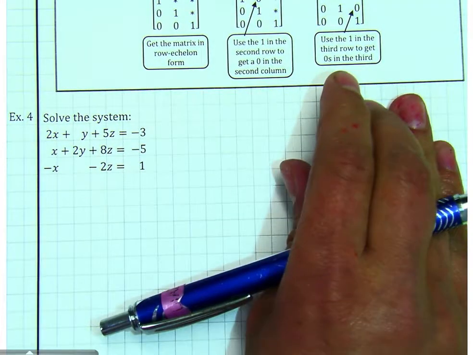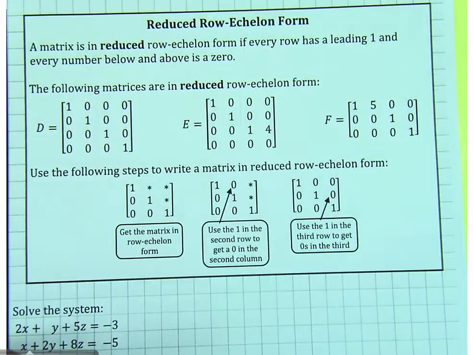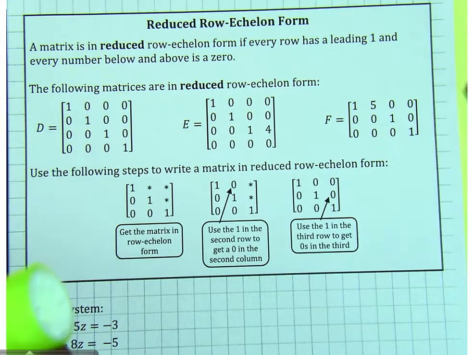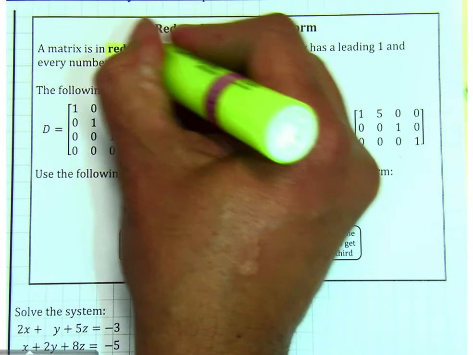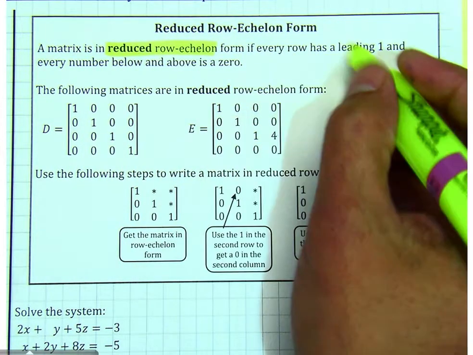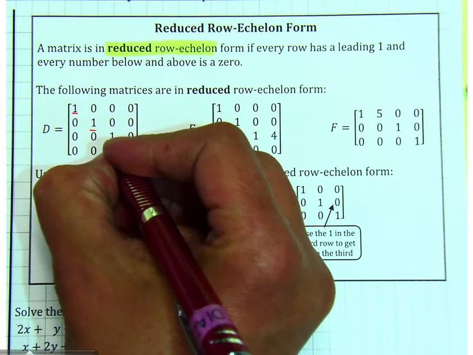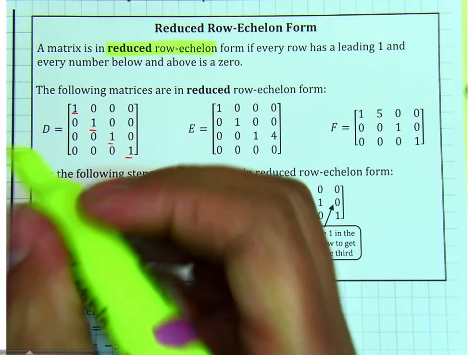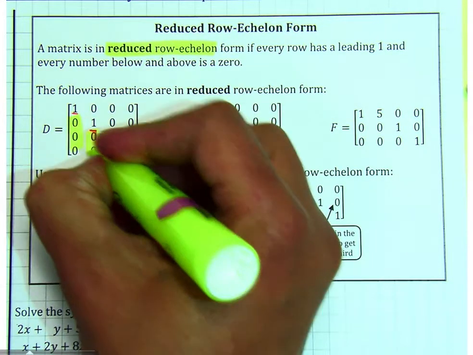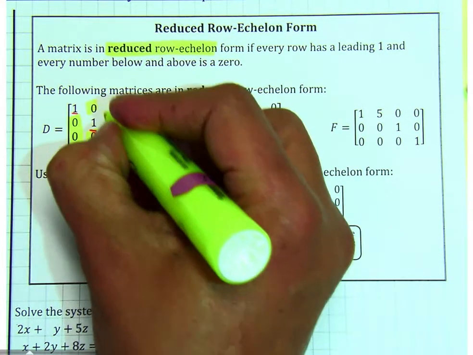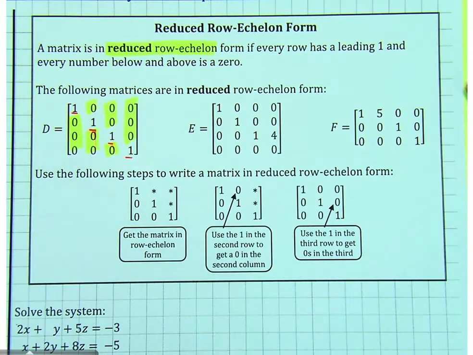Excellent. So in this case, this is called reduced row echelon form. And notice that's going to be very similar. Every leading number has to be a 1 once again. But the biggest difference is that now we're going to have zeros underneath and zeros above. So below and above on each one.